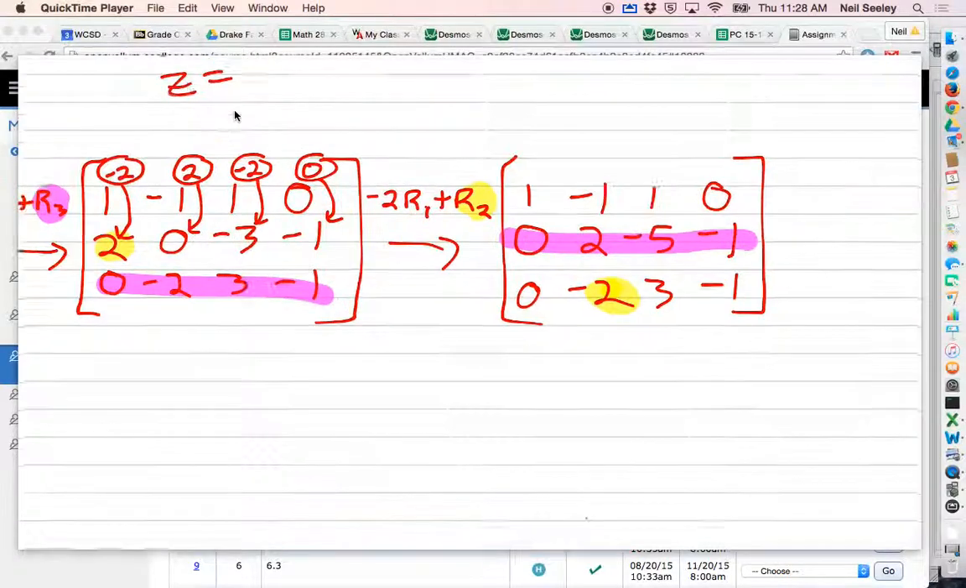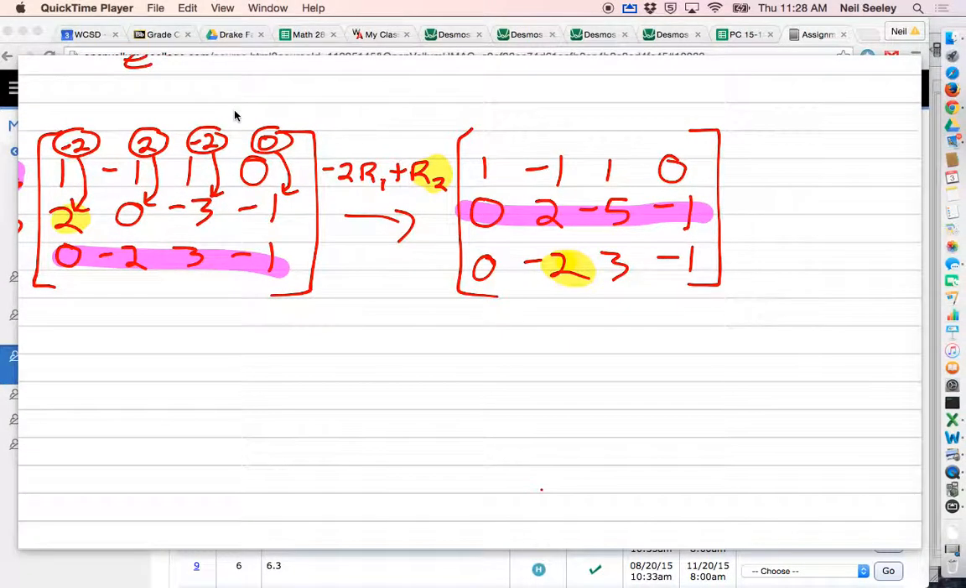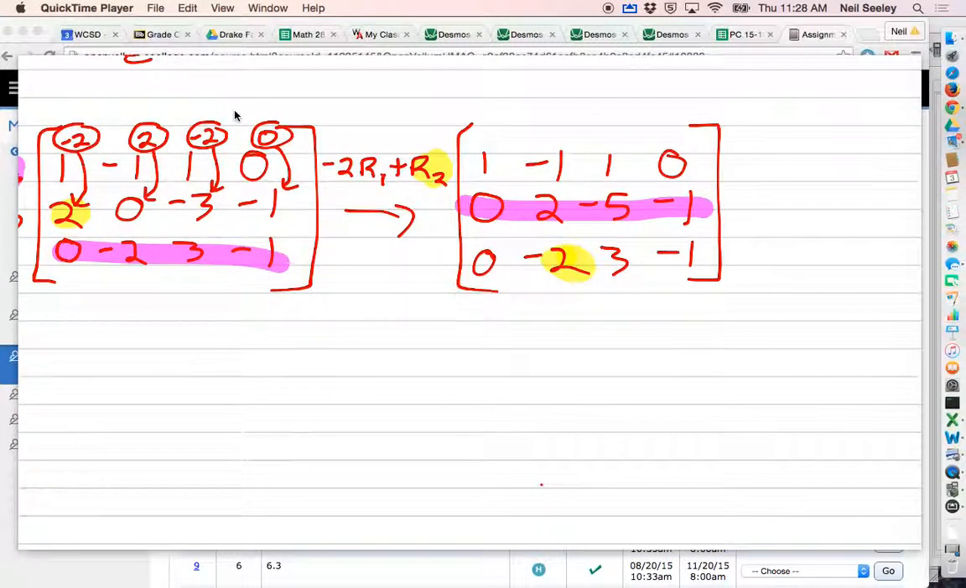Now, we got some options. How are we going to get rid of that negative 2? What are you going to add to what? To row 3. Row 2 to row 3. Why not row 1 times negative 2 and then add it to row 3? Because that would get rid of the 0.